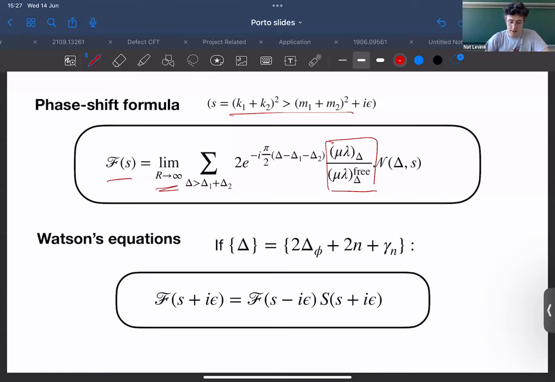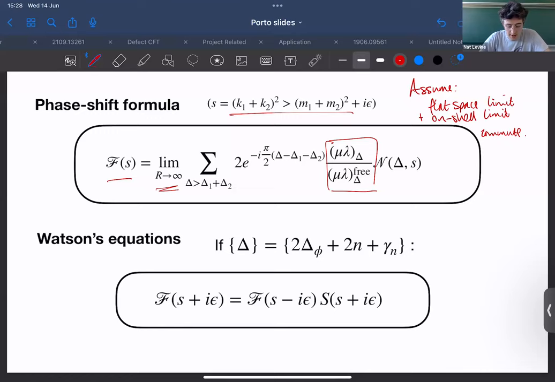So this phase shift formula was again derived according to a certain assumption. So we assume that the flat space limit and the on-shell kinematic limit commute, which again we don't have a justification for. But we do see something nice with this phase shift formula.